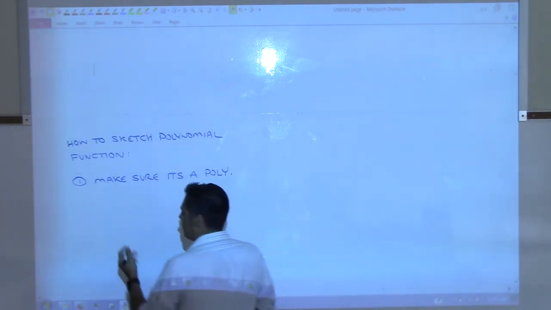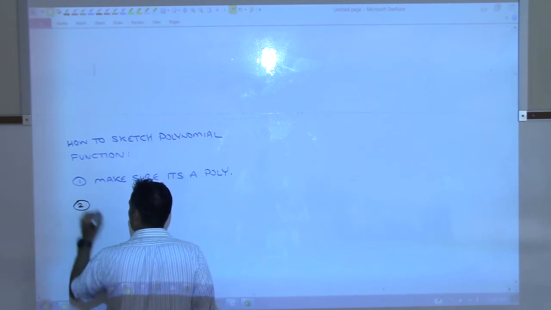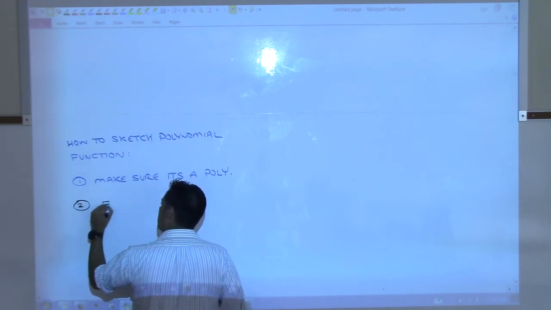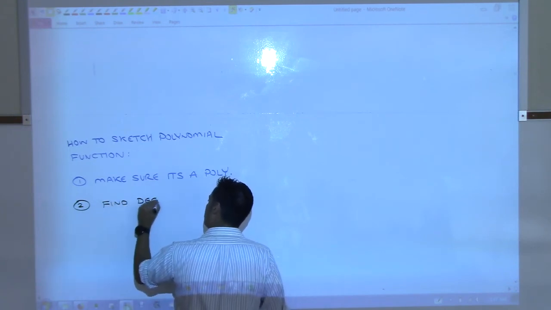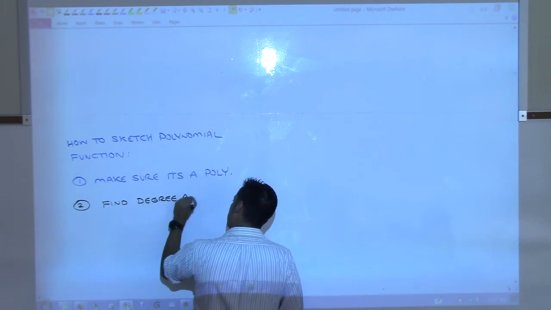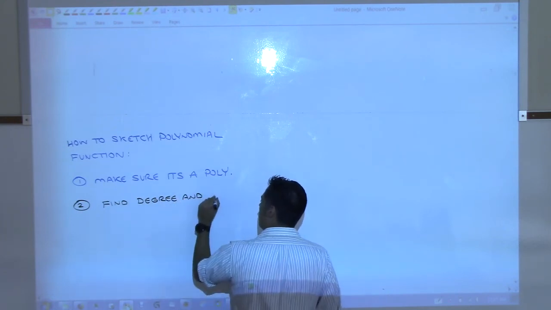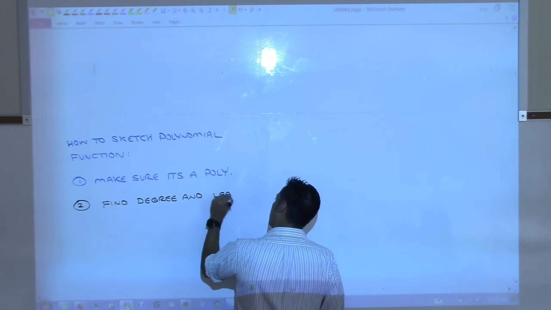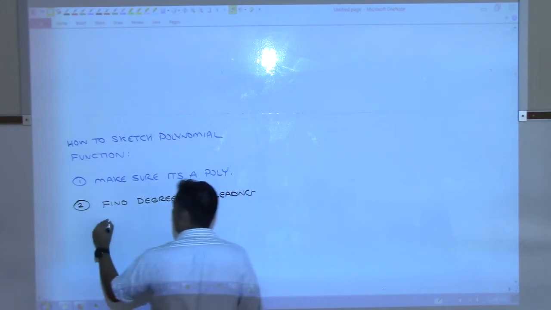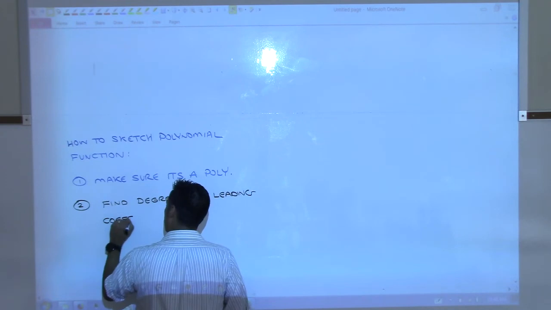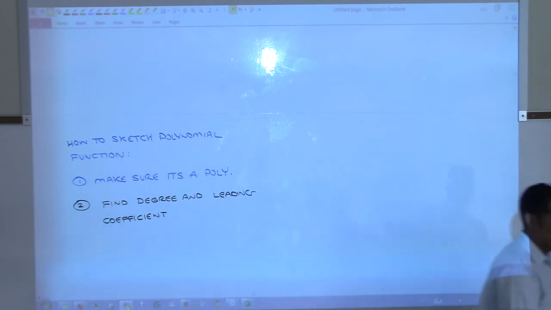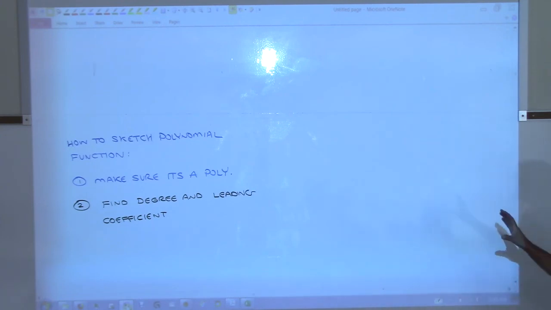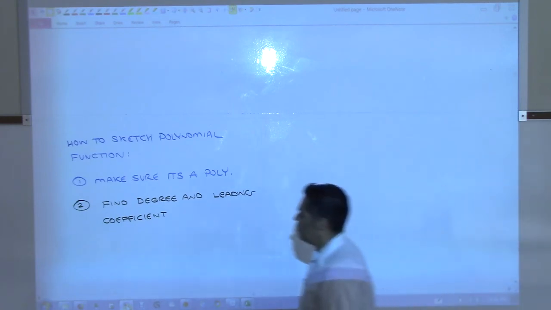Okay, once you do that, what we're going to do is find the degree and the leading coefficient, which you all have already shown me you can do. Okay, so we're going to identify the degree and leading coefficient. All right, that should be easy, right? Just look at it. We're done? Yes? Okay. Find the degree and the leading coefficient.